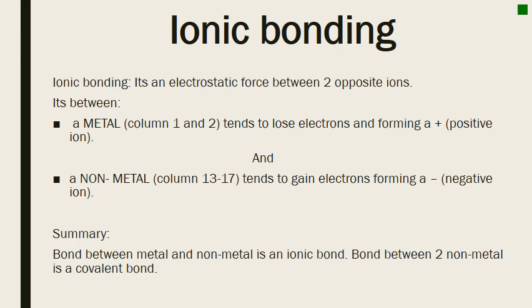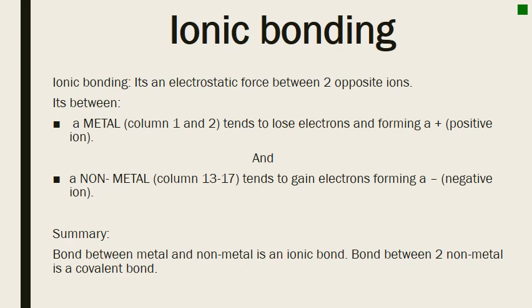Remember, this is an electrostatic force between two oppositely charged ions. So it's between a metal and a non-metal. A metal is normally found in column 1 or 2, or group 1 and 2, and it tends to lose electrons. Remember, when you lose electrons, you form a positive ion, while a non-metal is found in column 13 to 17, which is group 3 to 7, and these tend to gain electrons. Remember, when we gain electrons, it forms a negative ion.